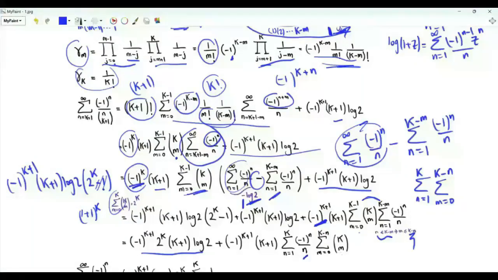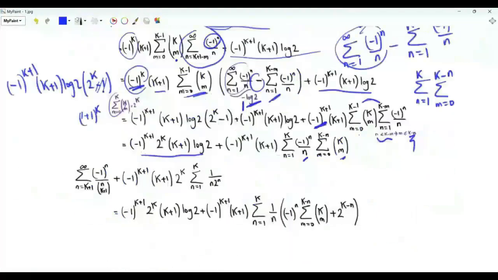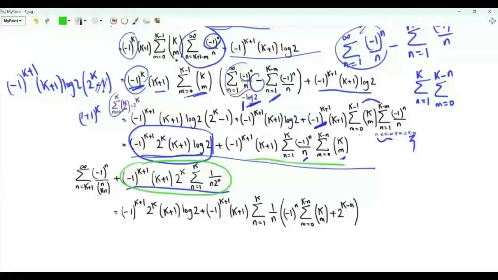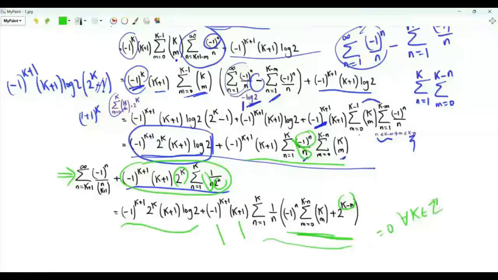The summand is (-1)^n over n, k choose m. Our sum of interest is this quantity here plus this part. We combine this part and that part as (-1)^(k+1), then summation n from 1 to k, 1 over n, which is here and there. Inside this bracket, we have 2^(k-n) plus (-1)^n, sum m from 0 to k minus n, k choose m. We can show that this quantity of interest is exactly equal to this part because this sum is equal to 0 for every positive integer k.